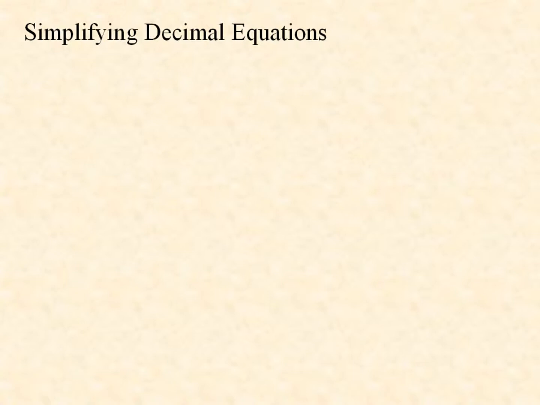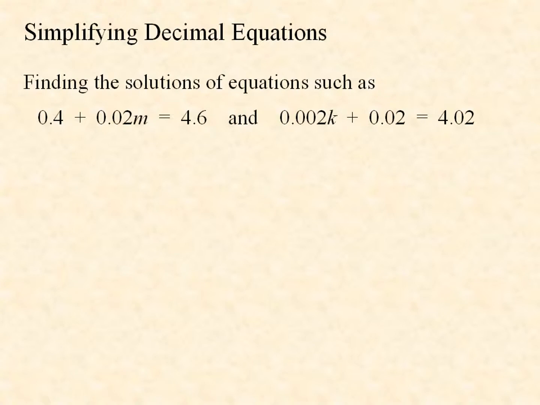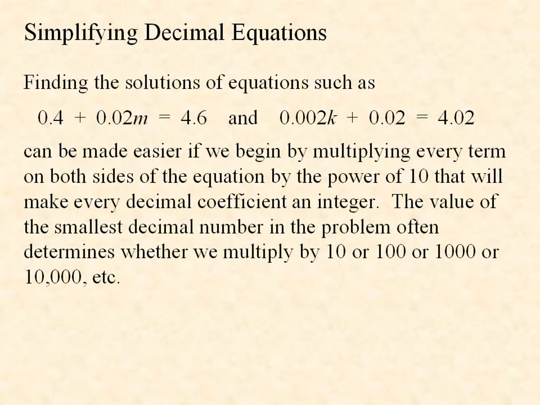Now let's consider simplifying decimal equations. Finding the solutions of equations such as 0.4 plus 0.02m equals 4.6 and 0.002k plus 0.02 equals 4.02 can be made easier if we begin by multiplying every term on both sides of the equation by the power of 10 that will make every decimal coefficient an integer. The value of the smallest decimal number in the problem often determines whether we multiply by 10 or 100 or 1,000 or 10,000 and so forth.